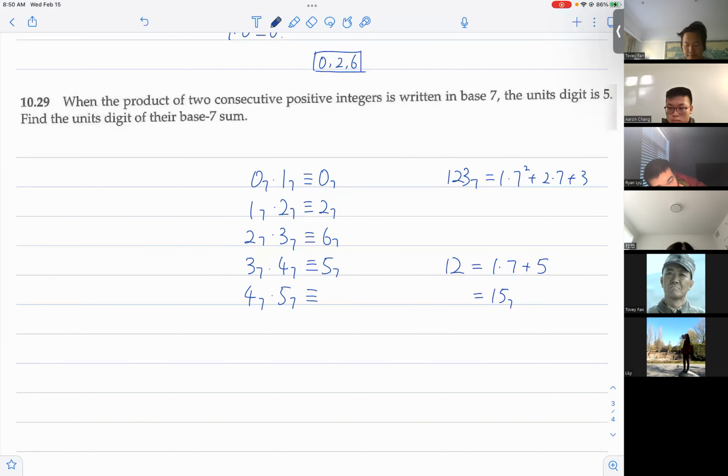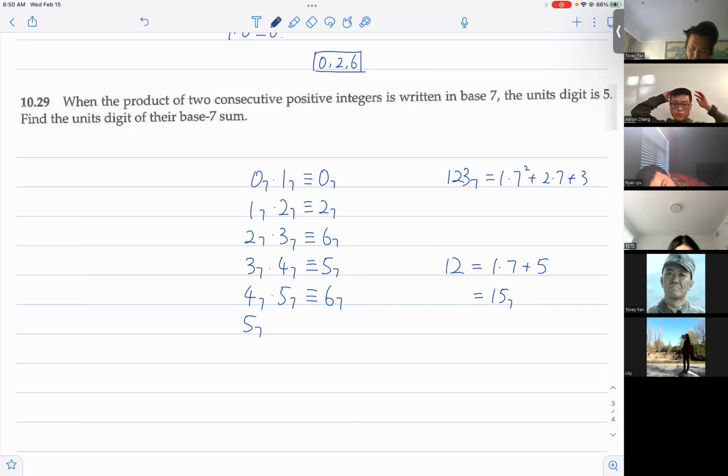20, so 2 times 7, plus 6. Good. So 6 is the unit digit. Make sense? Would it be like 2, 6? Yeah, it would be 2, 6 actually, because it's 20 in decimal. 20 if you convert to base 7 is 2, 6 in base 7. Okay, good.